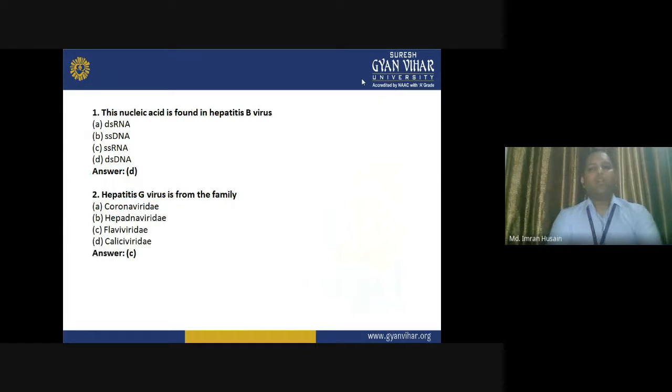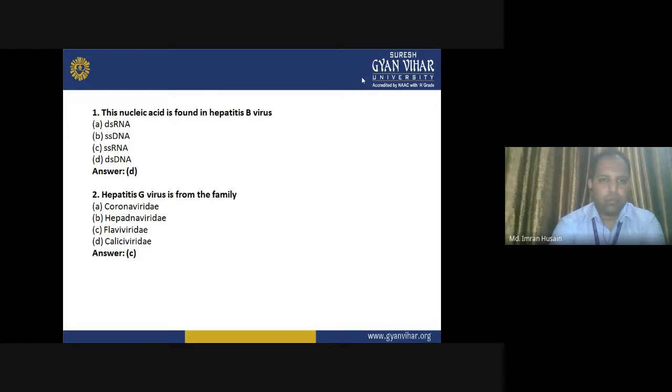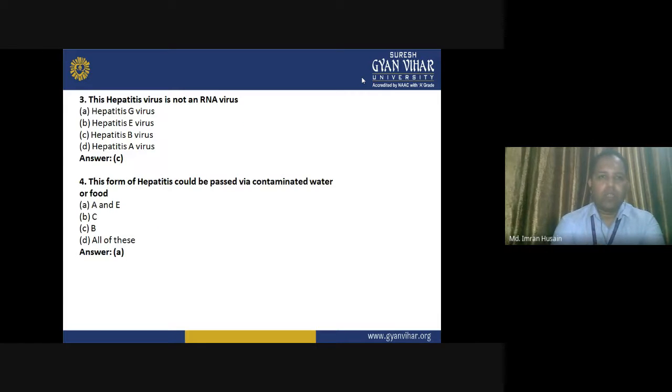So now we are coming on to the MCQs. This nucleic acid is found in hepatitis B virus. The correct answer is double stranded DNA. Hepatitis D virus is from the family of flaviviridae. This hepatitis virus is not an RNA virus. The correct answer is hepatitis B virus is not an RNA virus.